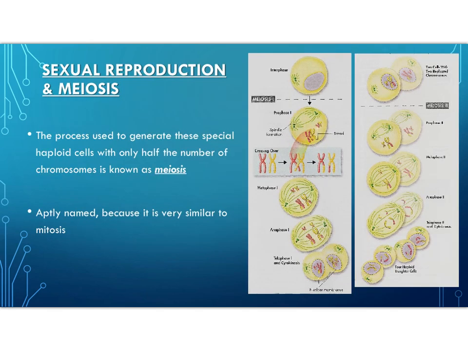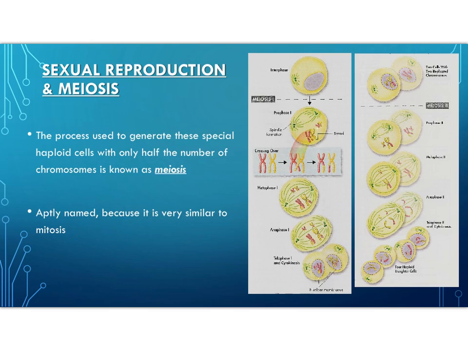Now the question becomes, how do we make these cells with half the number of chromosomes? And the answer is, in some ways, we do cell division twice, right? So we learned about mitosis a while back, and meiosis, as you might recall from freshman biology, is a really similar process. But instead of just doing one round of cell division, we're actually going to do 2 rounds of cell division.